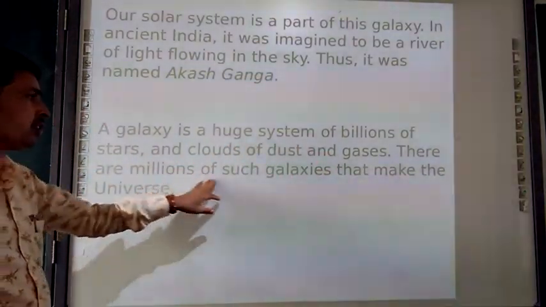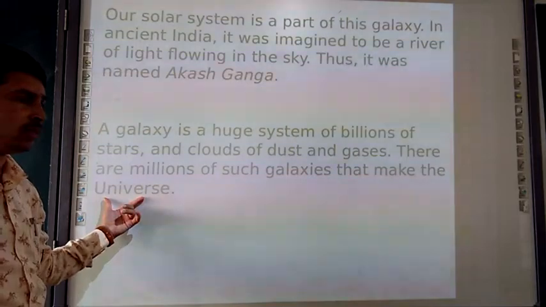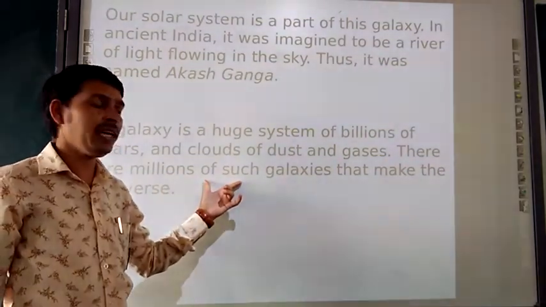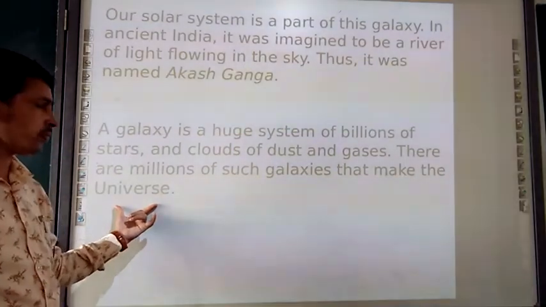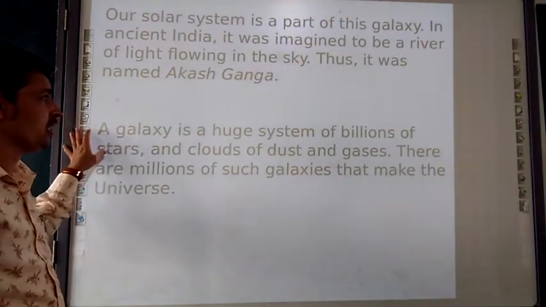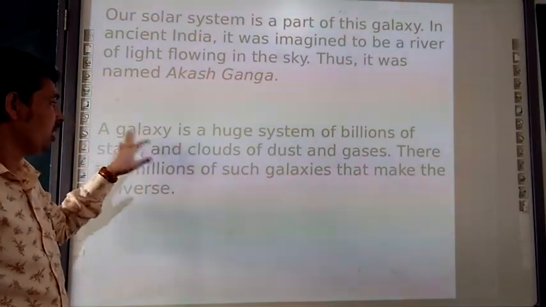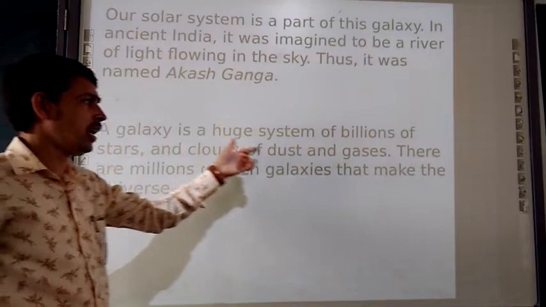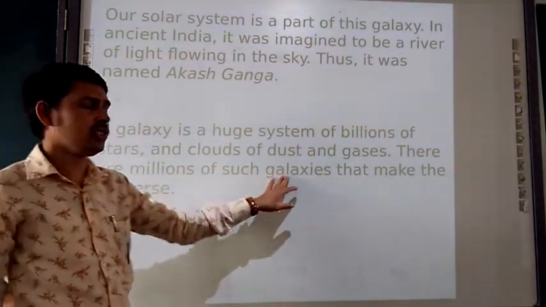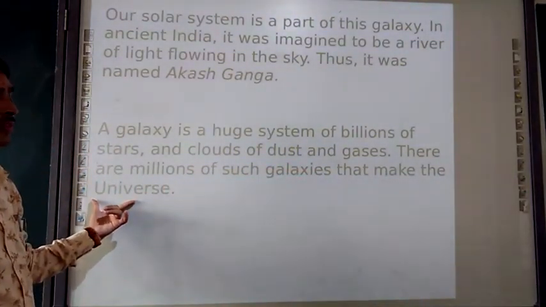The next, a galaxy is a huge system of billions of stars and clouds of dust and gases. There are millions of such galaxies that make the universe. That means, what is a galaxy? So a galaxy is a huge system of millions of stars, plus clouds of dust and gases, and there are millions of such galaxies that make the universe.